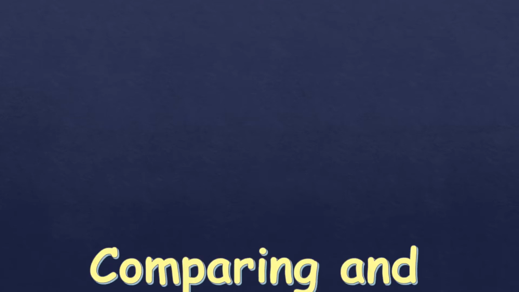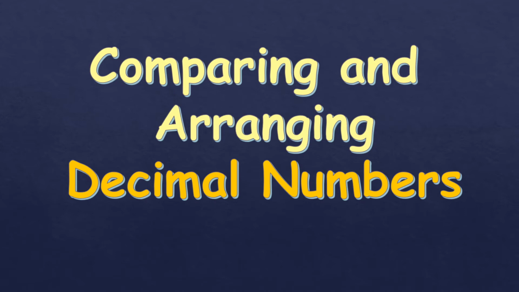So in this video, we're going to talk about comparing and arranging decimal numbers. So let's say, for example, we have decimal numbers 56.38 and 110.45, and we want to compare this to see which one is bigger or which one is smaller.